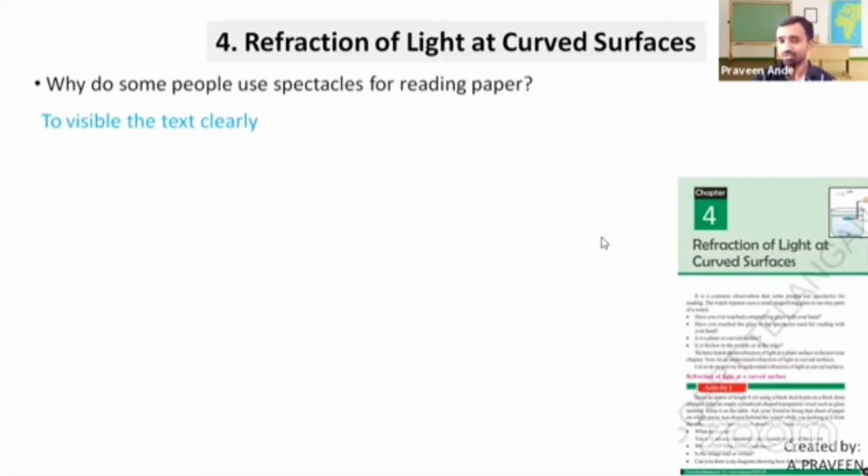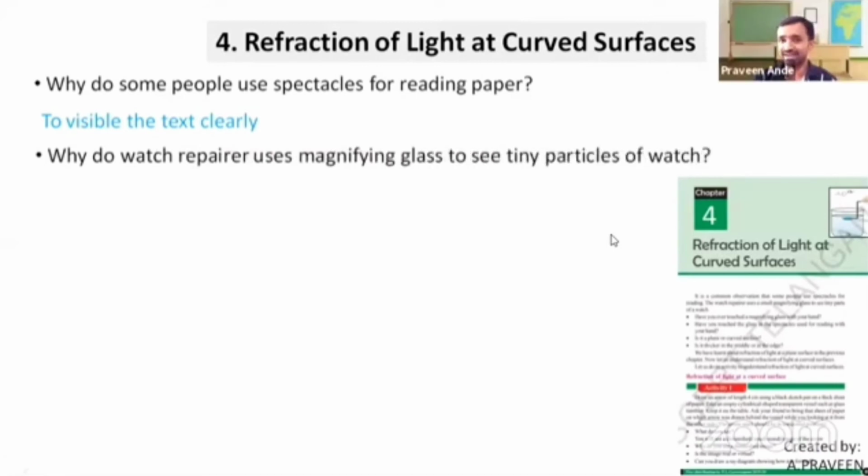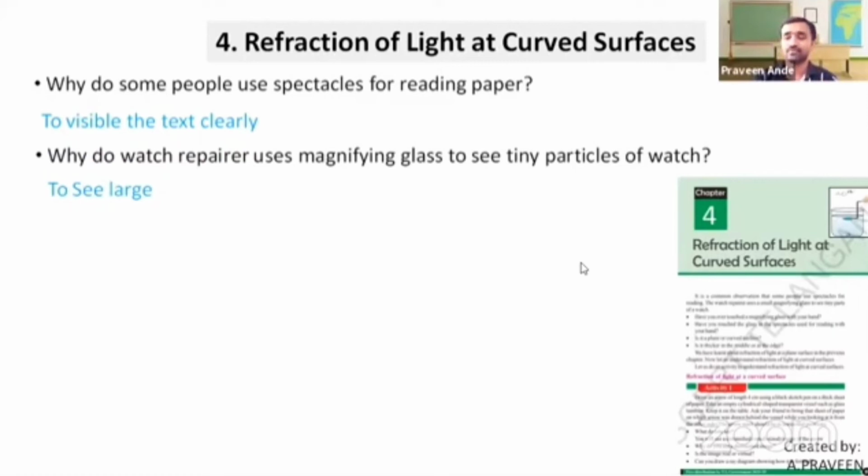Suppose someone is dealing with very small articles, what do they use? They can use an eyepiece. Cell phone repairers or watch repairers: why do watch repairers use a magnifying glass to see the tiny parts of a watch? To magnify, to improve the size, to see it large.